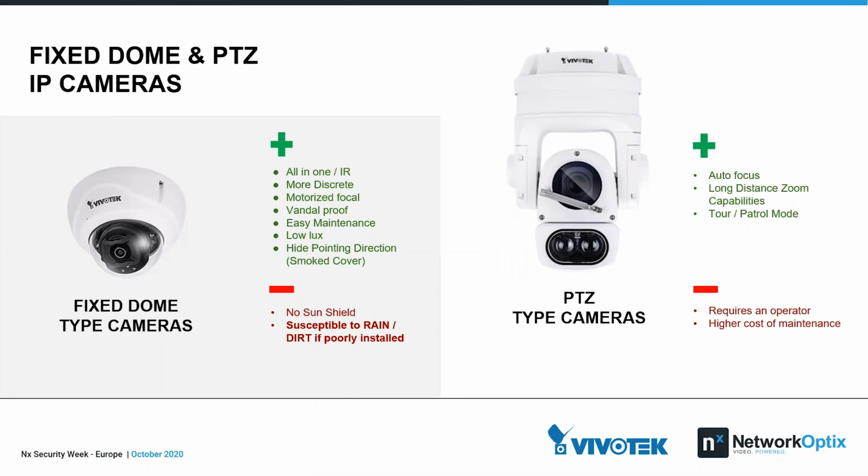You have the third one, which is one of the most common ones along with the bullet, which is a fixed dome. The same, it's everything included inside, IR, motorized focal lens, everything. The advantage of this one is that it can have a smoke cover for some models, so you don't know where the camera is pointing, it's more discreet. And usually the size is smaller, which means that for some applications where the size of the camera is very important, for example a retail shop, you have something which is much smaller, much more discreet.